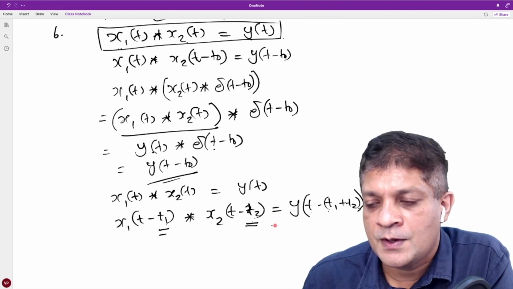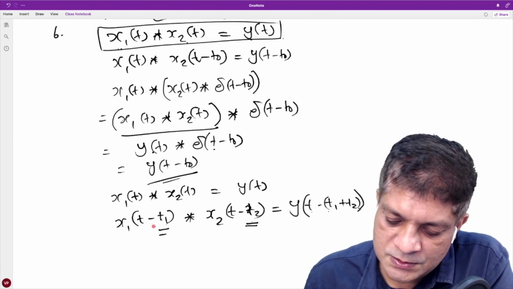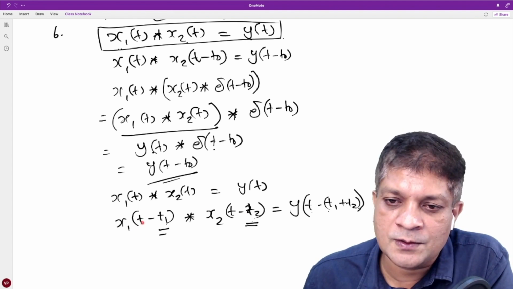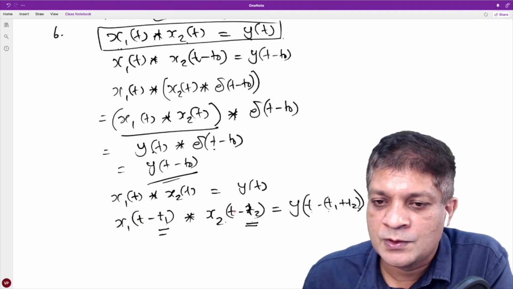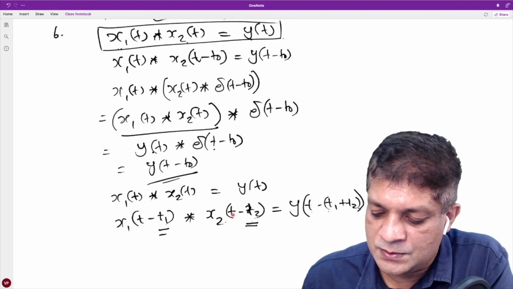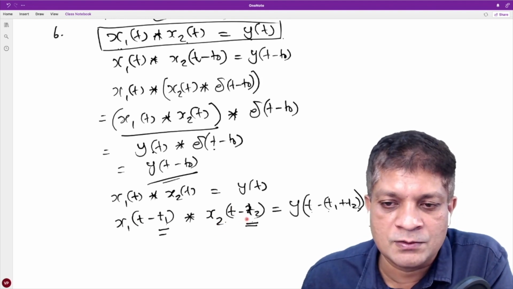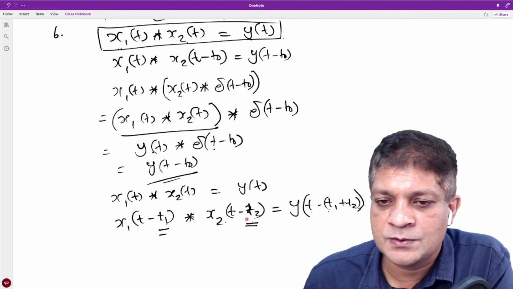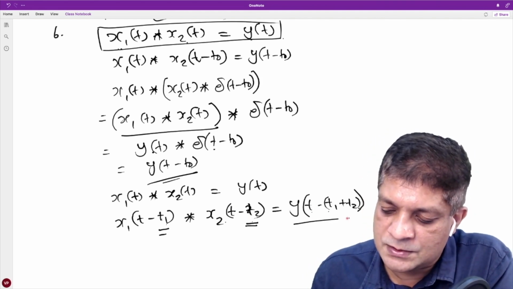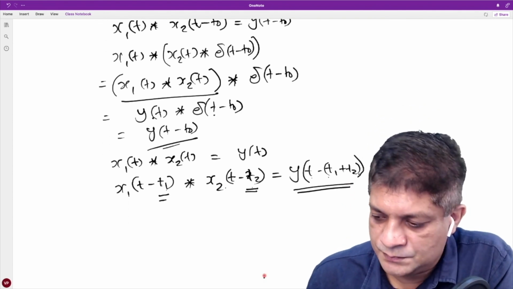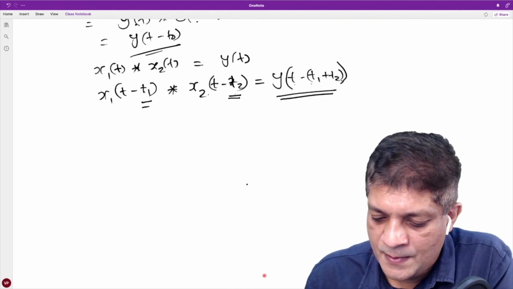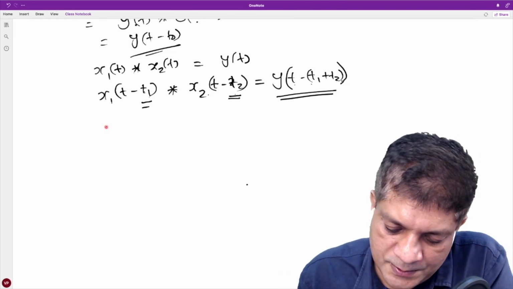Okay. It is also very easy to prove. This is x1(t) convolution delta(t - t1), and this is x2(t) convolution delta(t - t2). Then you rearrange those terms, use the associative property, and you will get this result. Okay. So these are the properties.